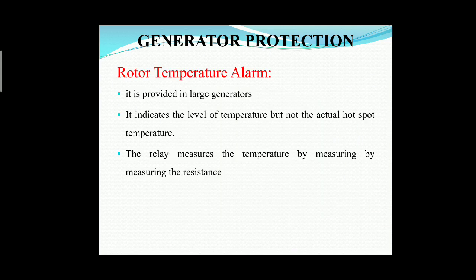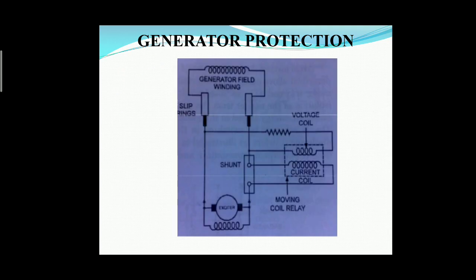Next, coming to the rotor temperature alarm. It is provided in the case of a large generator. This is the generator rotor field winding, connected by the slip rings. These slip rings are connected to the voltage coil and the current coil that are to be shunted by the exciters.